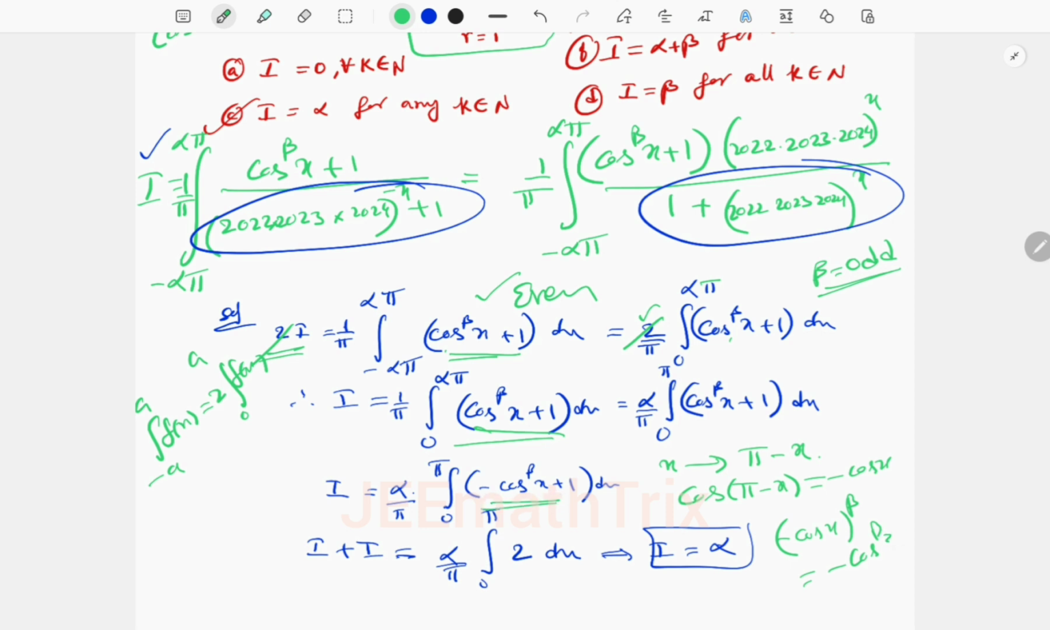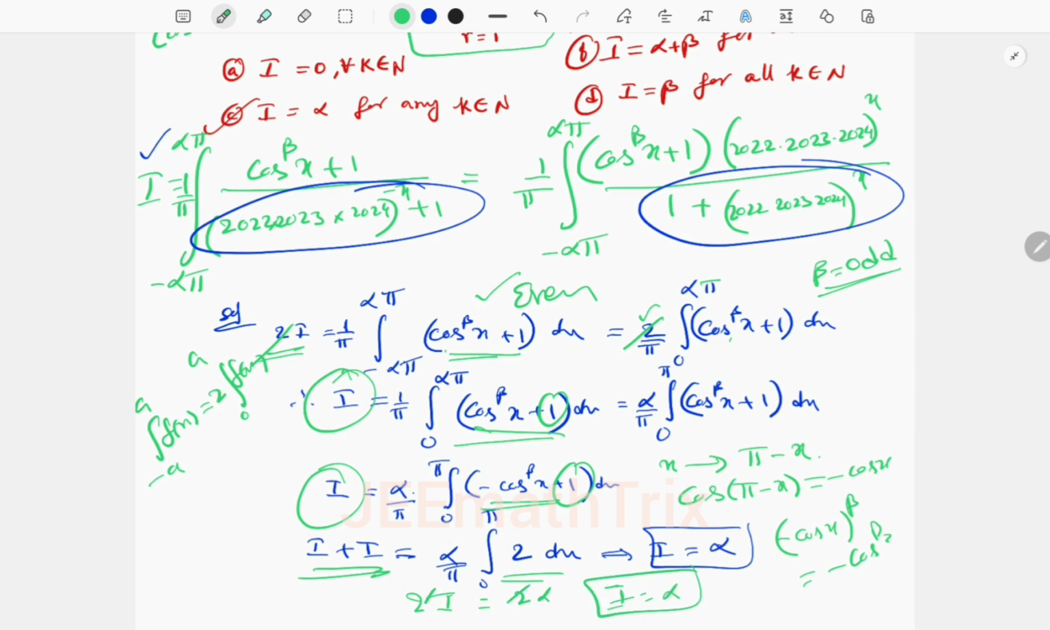So it is a negative quantity. Now again this I and this I, if you add them, the cos power beta x gets cancelled, only 1 plus 1 remains, which comes out to be 2. So the integral from 0 to pi of 2 is alpha. Okay, this pi value gets cancelled. So you will get 2I equal to 2 alpha. So the I value is alpha.